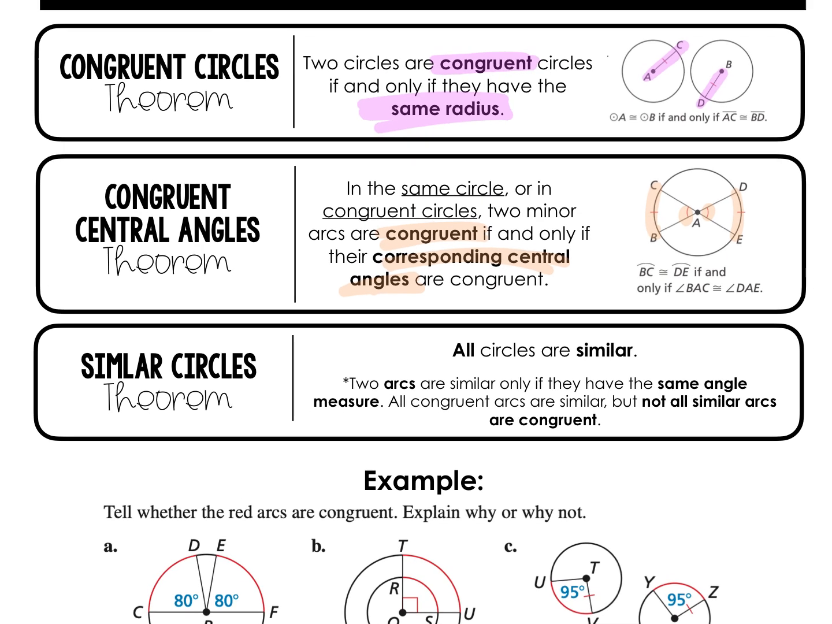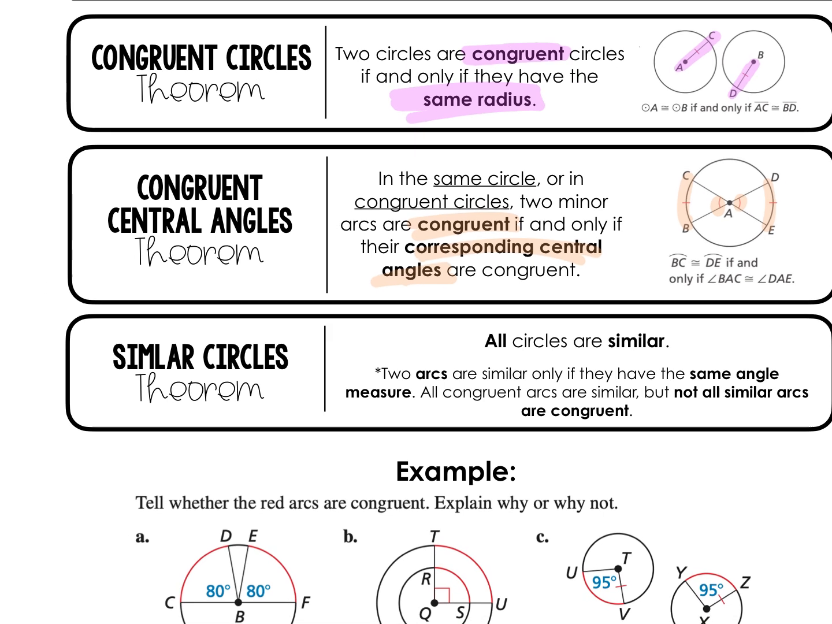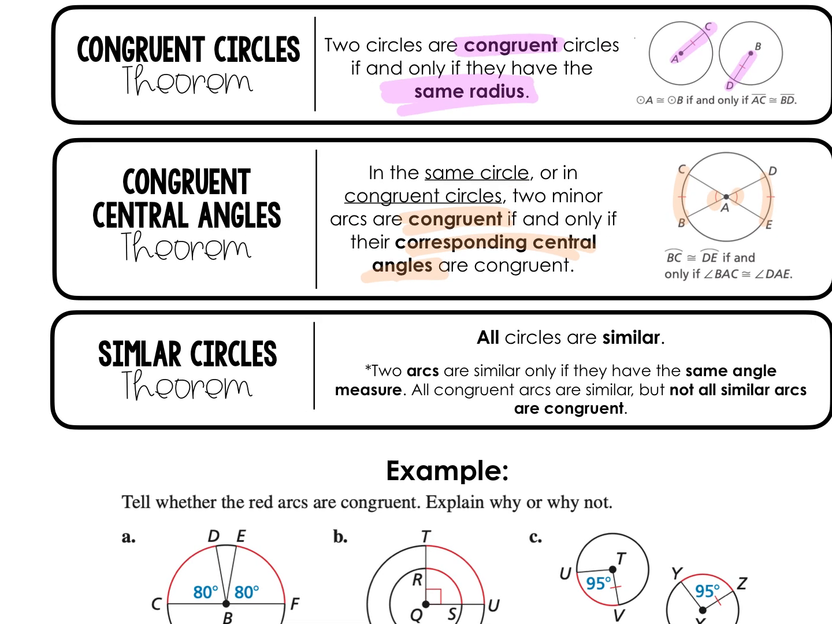And then the final one is called the similar circles theorem. So we talked about similar shapes in chapter 8. We actually had a whole unit on it. Remember, similar means, by the way, we forgot a letter in that. It's kind of bugging me. So similar is spelled wrong over here. So just know that it's actually spelled like this. Anyway, similar shapes have the same shape, different size. So all circles are similar. It says two arcs are similar if and only if they have the same angle measure. All congruent arcs are similar, but not all similar arcs are congruent.